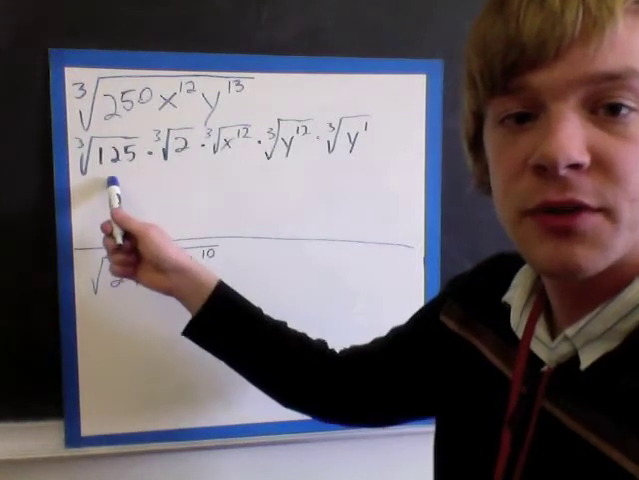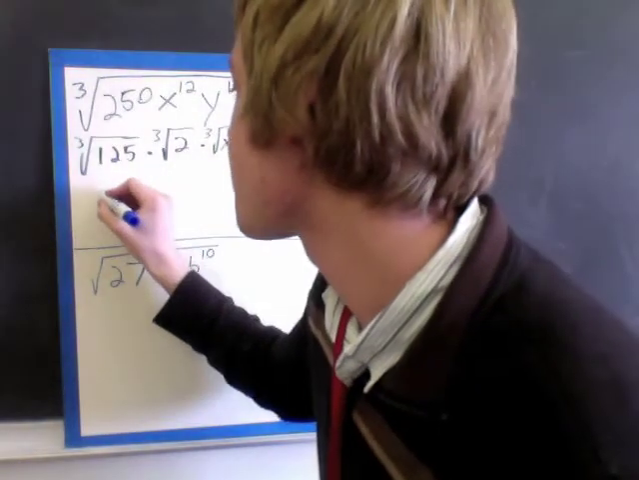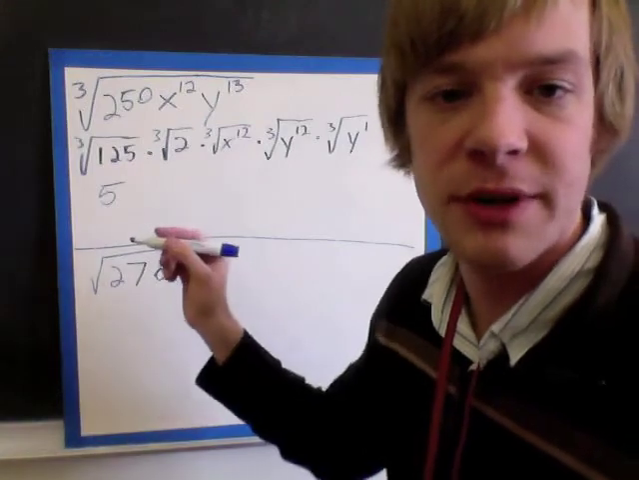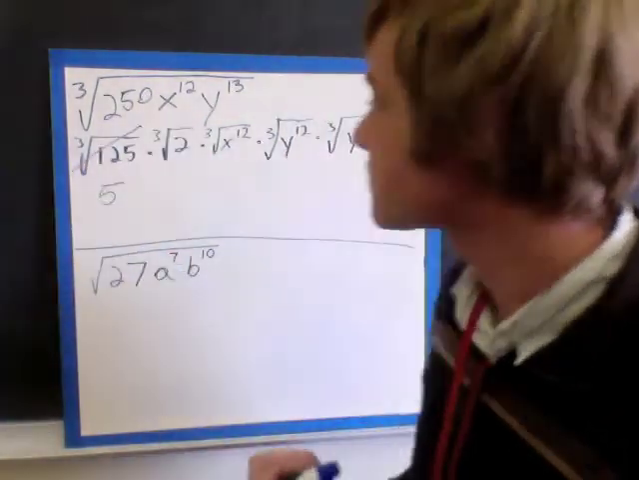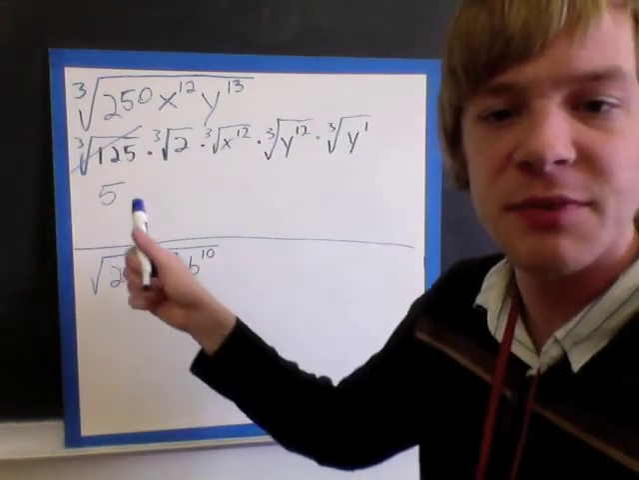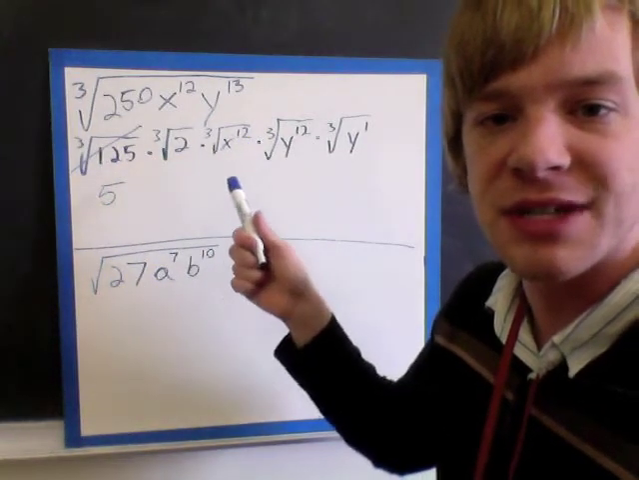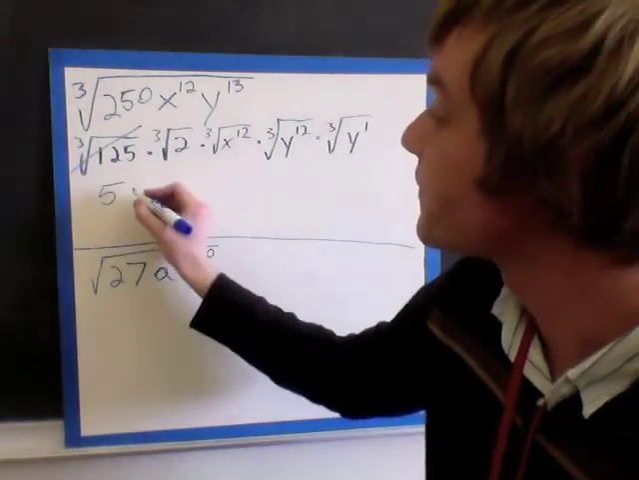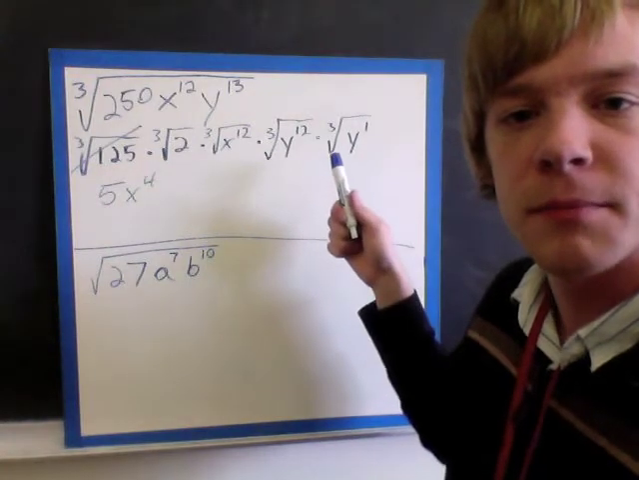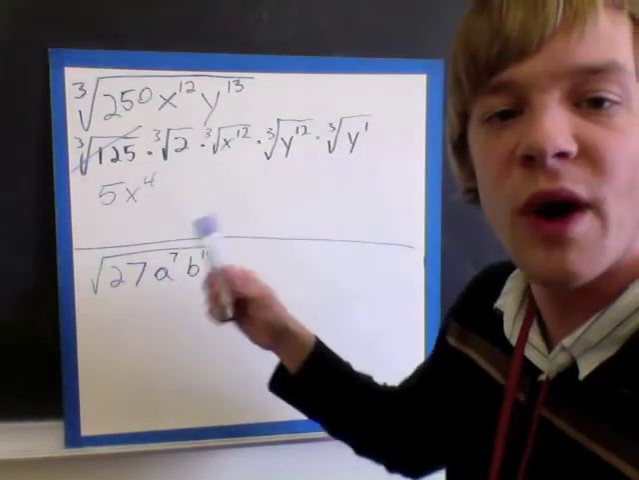So first off, the cube root of 125. This should give us 5. No more root here, so I'm going to cross this out. Right here, this won't simplify, so we're going to leave that there for the moment. I want to get everything that simplifies first. Next, we're going to do 12 divided by 3, which gives us x to the 4th power, no more root. And then right here, we have 12 divided by 3, which is also 4, and so now we have y to the 4th power.